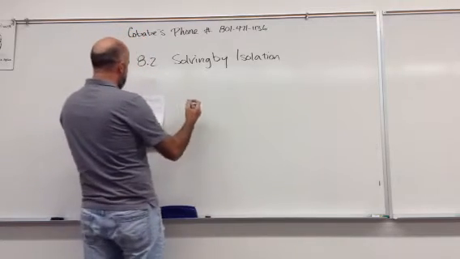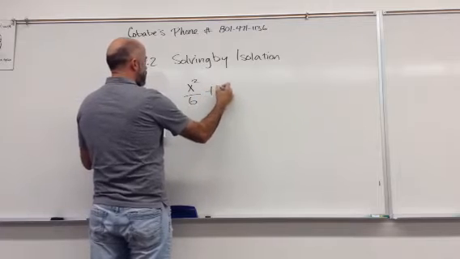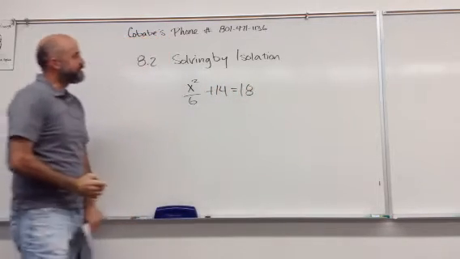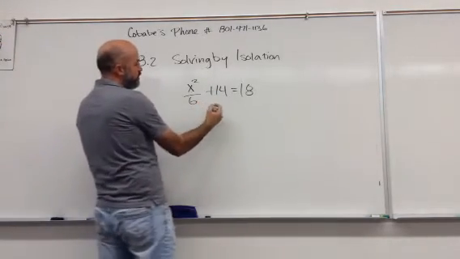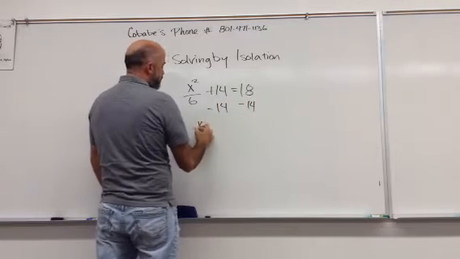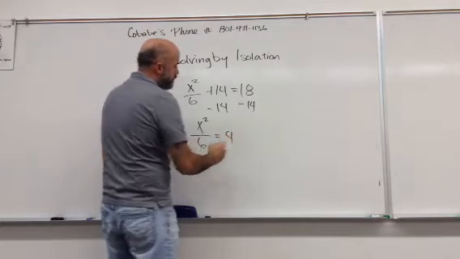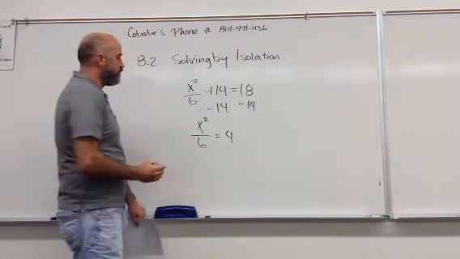Example 3 in your notes. X squared over 6 plus 14 equals 18. Again, it's SADMEP. It's PEMDAS backwards. We have to do addition and subtraction first, so I'm going to minus 14 from both sides. X squared over 6 equals 4. 18 minus 14 is 4.